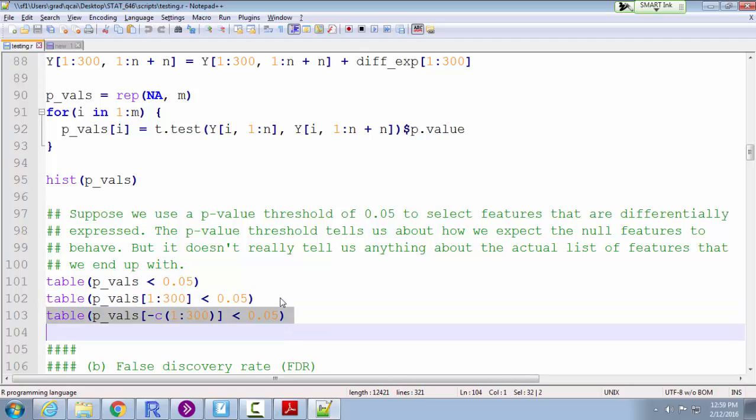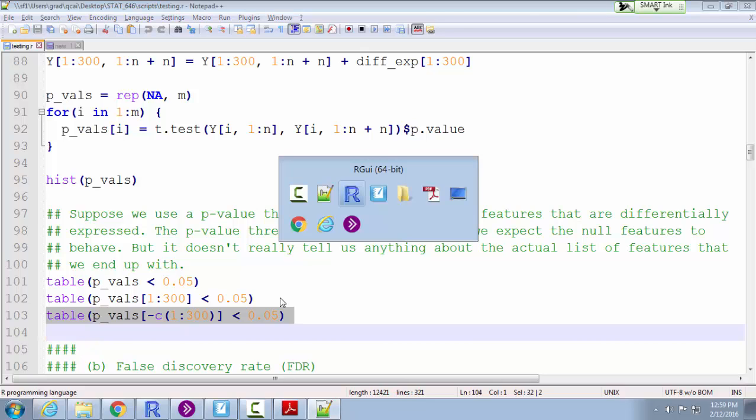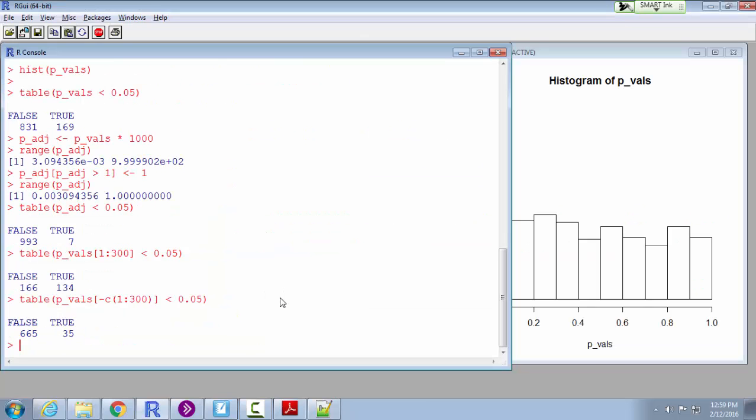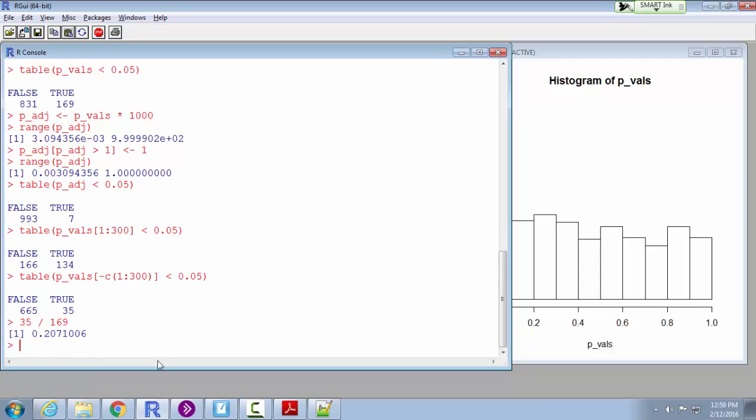What proportion of the null features, by null features I mean features for which the null hypothesis is true, everybody but the first 300, what proportion of them showed up in our list? It was 35. So 134 plus 35 is our 169. So out of the 169, what proportion were false discoveries? It would be 35 divided by 169. The false discovery rate for this collection of 169 selected features is 20%. That's a false discovery rate.